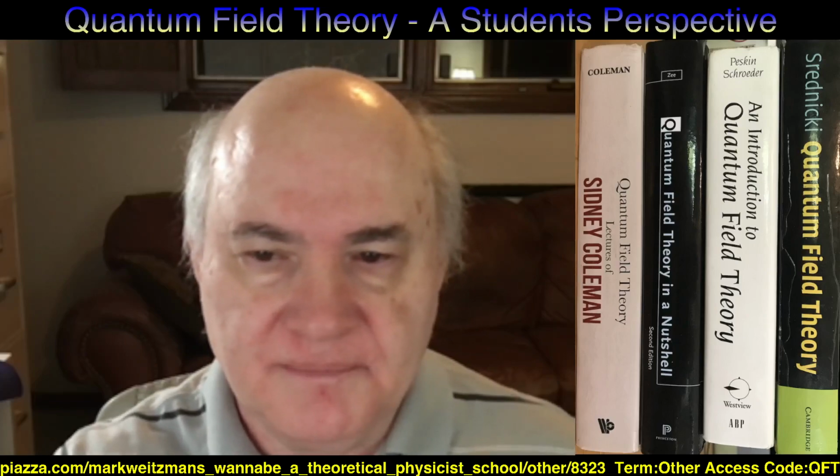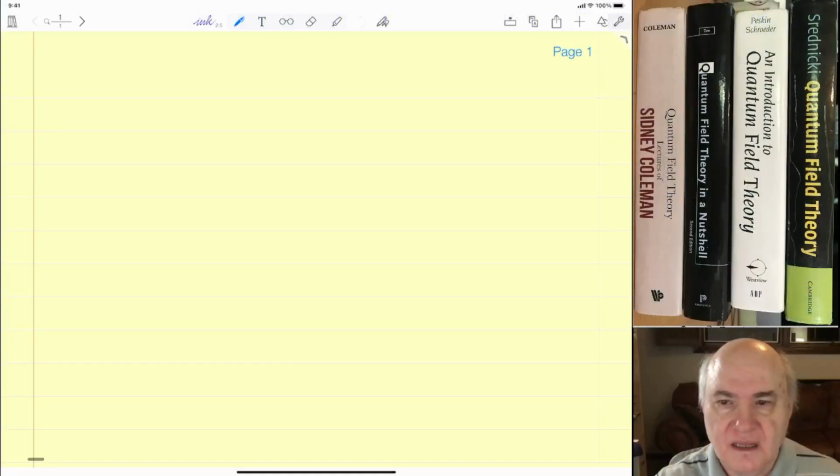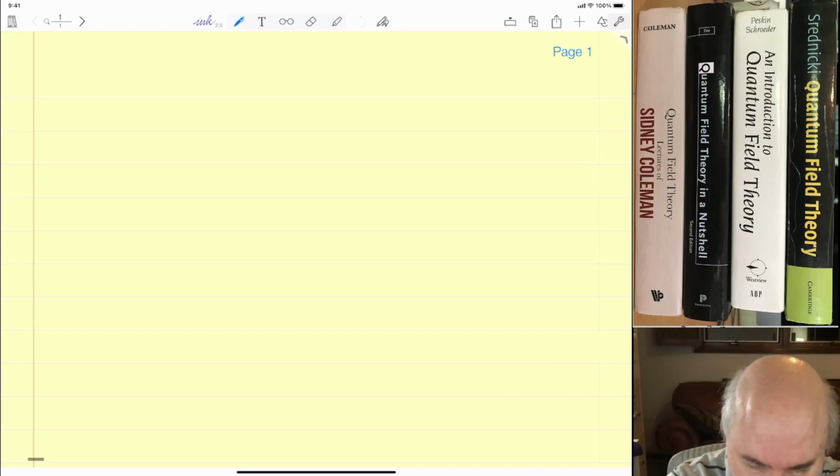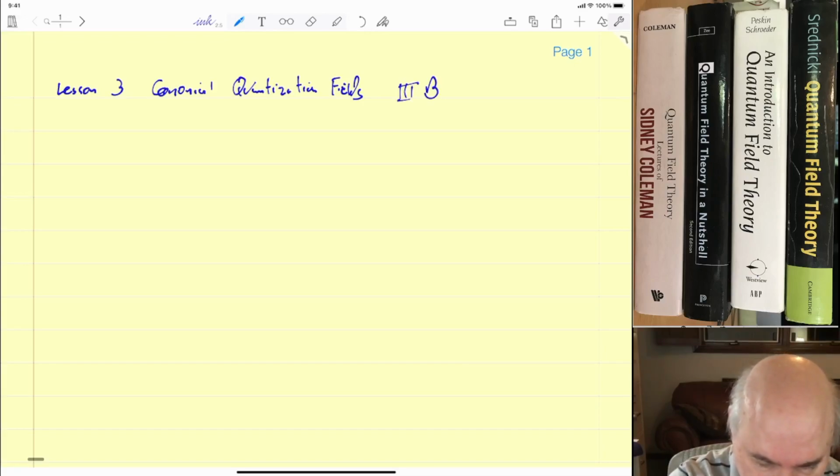I want to continue today with canonical quantization, and so we're going to do lesson 3, canonical quantization of scalar fields, 3B. The references are the same as before. Like I said, every book does it a little bit differently.